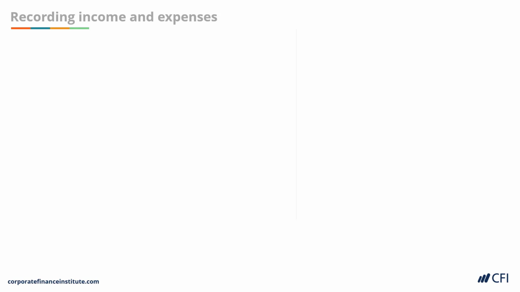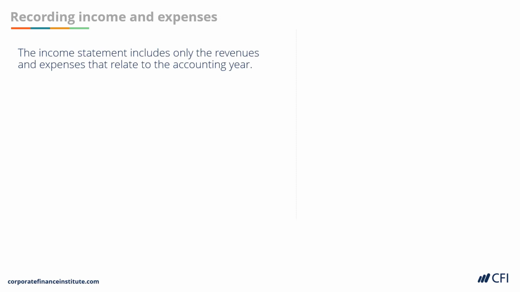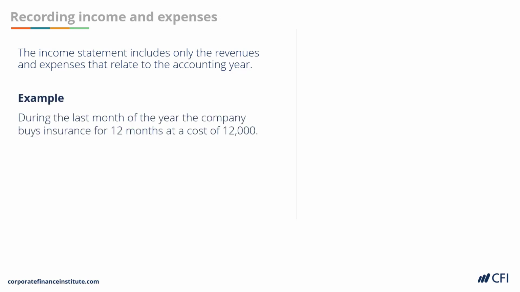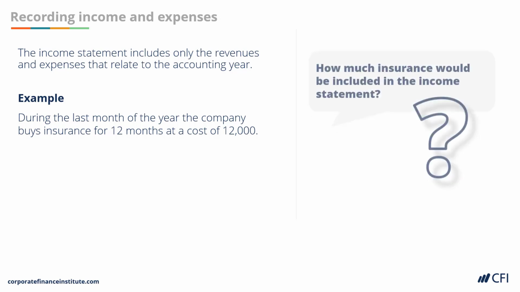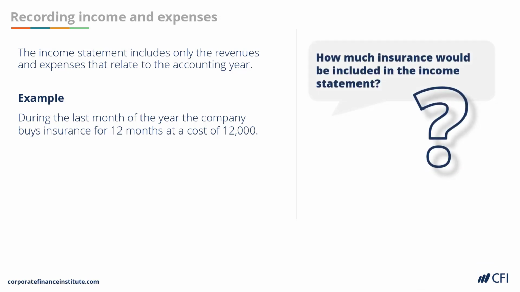Let's look at recording income and expenses on the income statement. It's important to note that the income statement only includes the revenues and the expenses that relate to that accounting year or fiscal year. So, as an example, if during the last month of the fiscal year, the company buys an insurance policy for 12 months and at a cost of $12,000, the question is how much insurance would be included on the income statement for this accounting year.